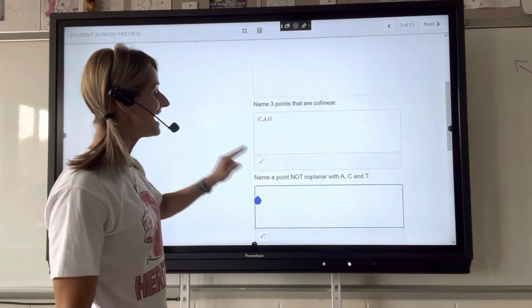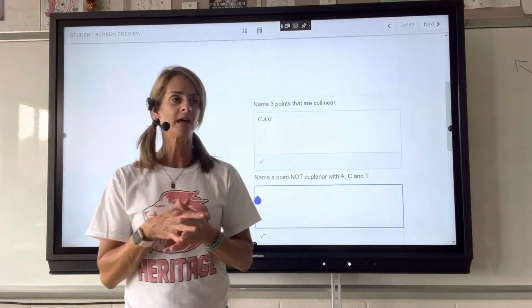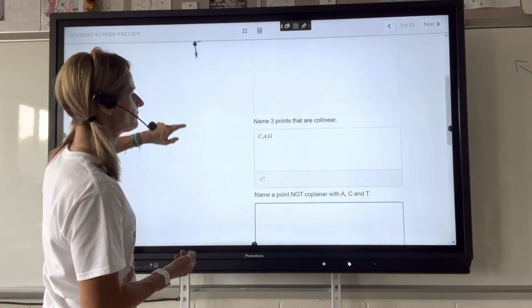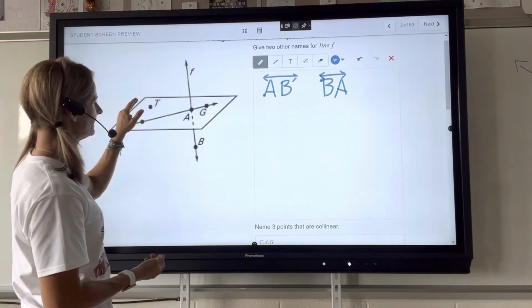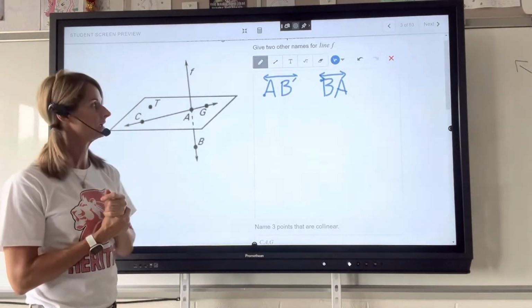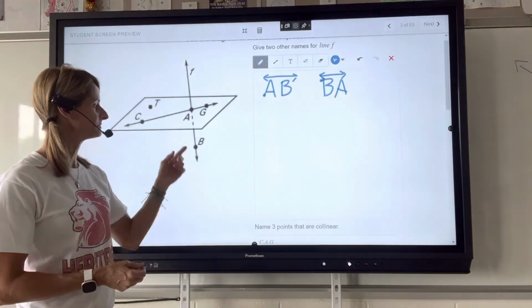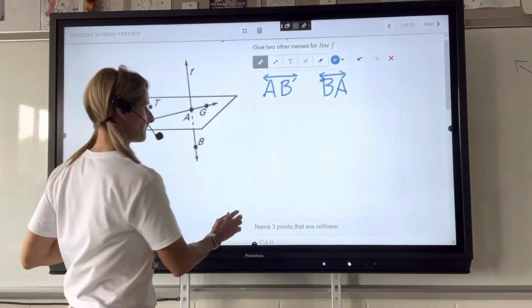Name a point not coplanar with AC and T. Coplanar, co means together, and then on the same plane, coplanar. So AC and T are all on the same plane, and so is G. Those are all points that are on the same plane. We need a point that's not on that plane. And the only point we have is B. F is not a point. It's the name of the line. So we got to use B.